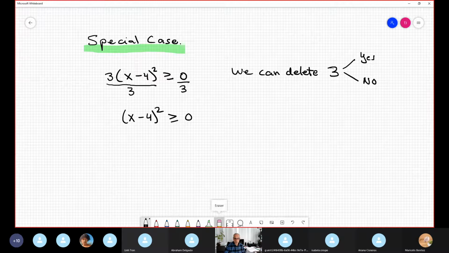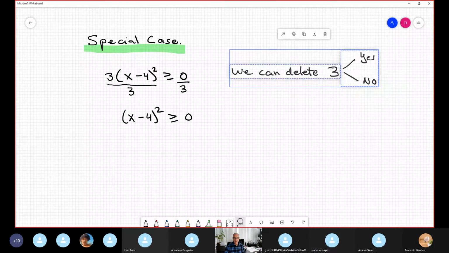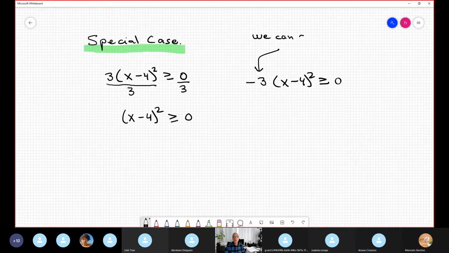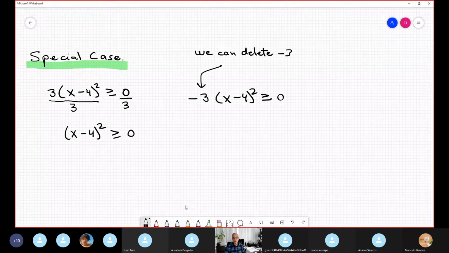Okay, professor, I understand. However, what's going on if it's negative? Can we delete or no? Suppose another example, hypothetically: negative 3, or negative whatever, times x minus 4 squared greater than or equal to 0. Can we delete this negative 3 or no? Can delete negative 3, yes or no?